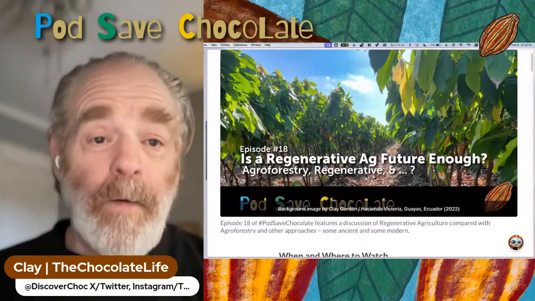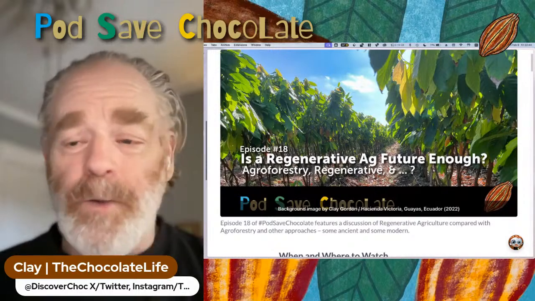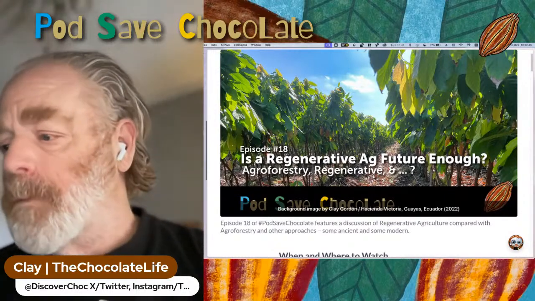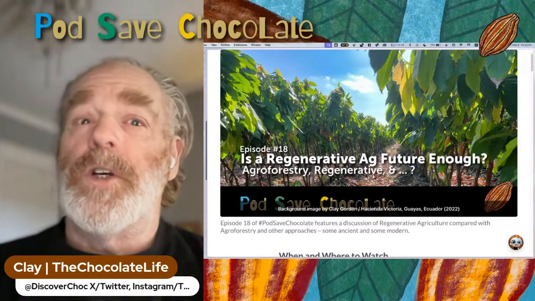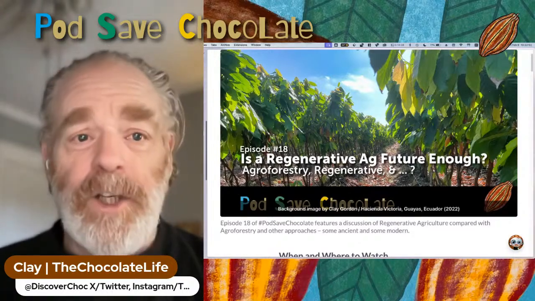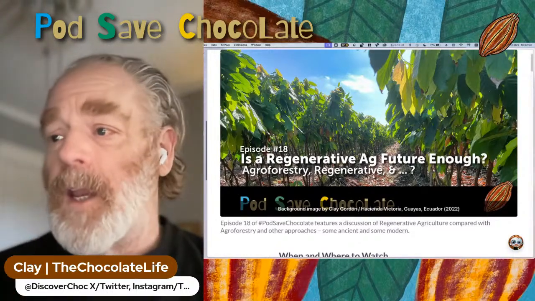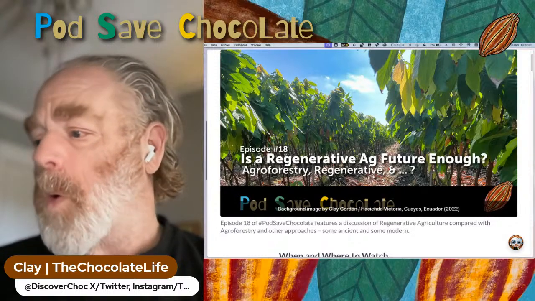So this is cacao farming. Again, it's in the Guayas region of Ecuador. I was there in October of 2022, right? And so got a chance to see this firsthand. These are images that I took while I was there.